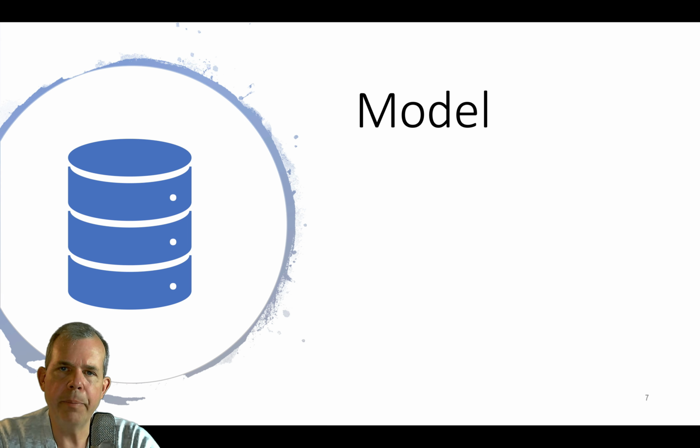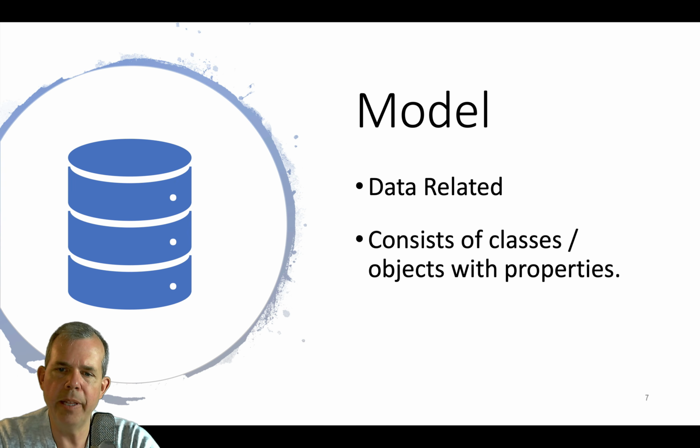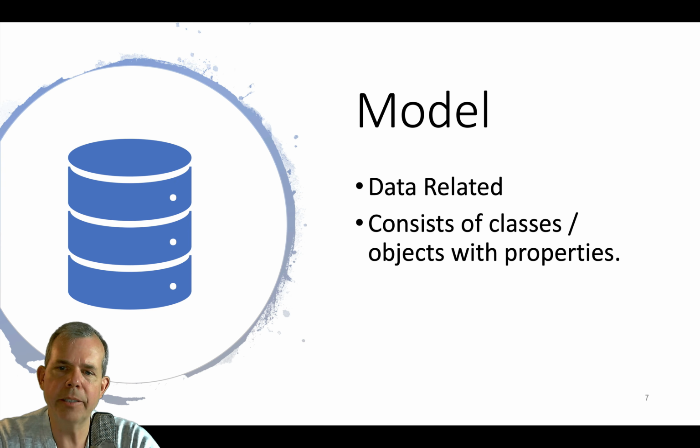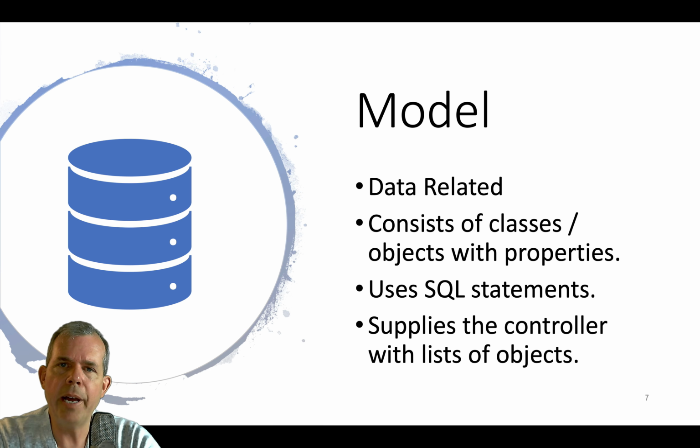The other part of the page is going to be a model. So we're going to be creating a model for our joke. A model is always data related. It consists of classes or objects with properties. The model will usually be supplied by the controller and sent to the view with a list of objects. And so let's see what that looks like in code.